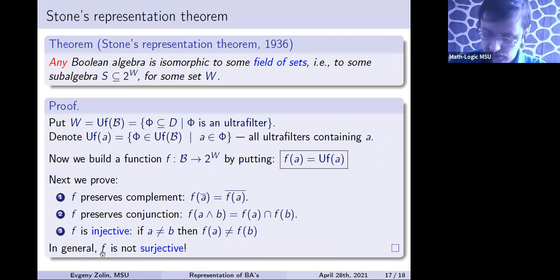So simply we don't need to prove that F is surjective in this theorem. And once you know what to prove, you can easily prove it as an exercise. These are just some simple tasks to prove these three properties. And this completes the proof of Stone's representation theorem.